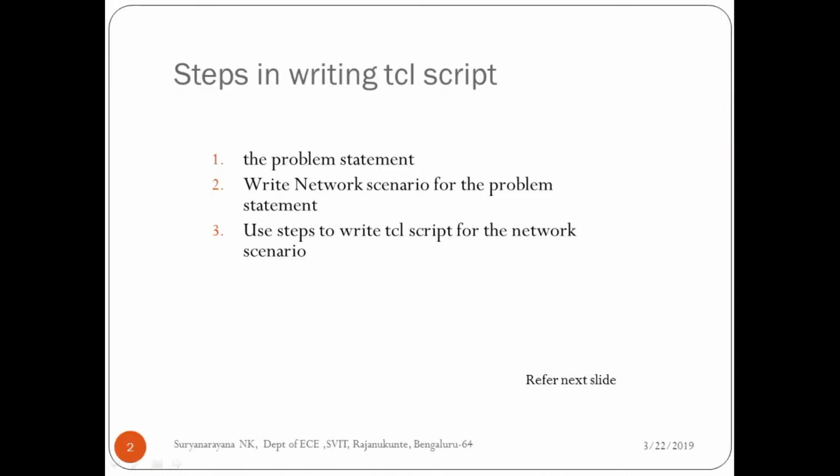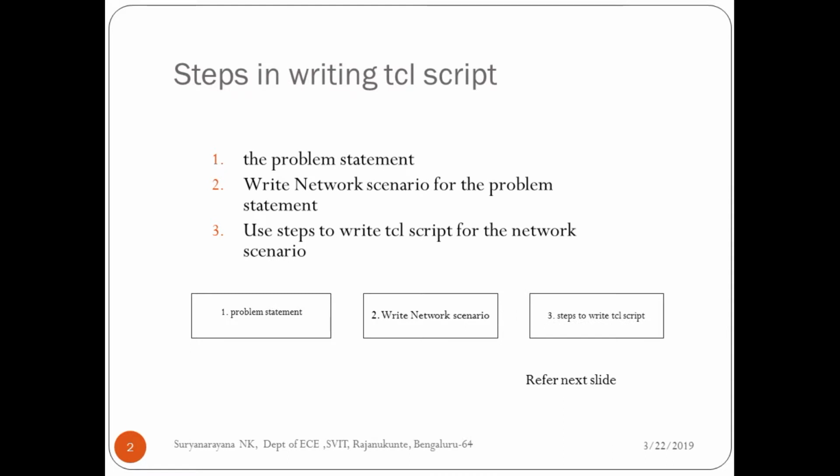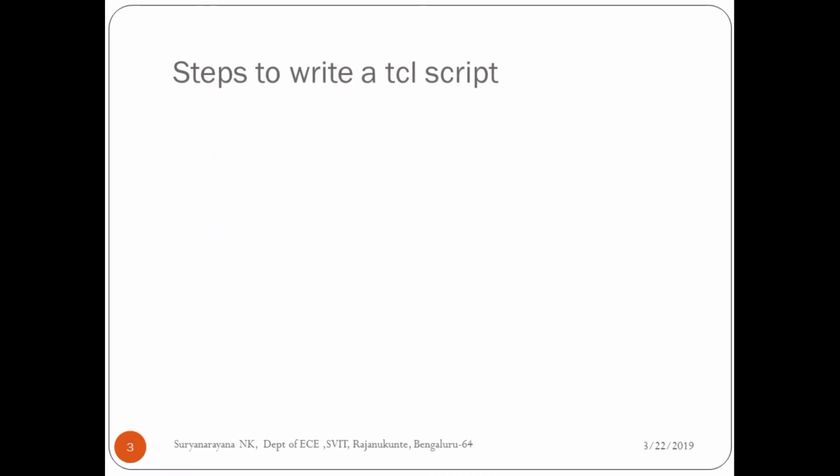Main steps in writing TCL script are: first, problem statement, then writing the network scenario for the problem statement, and we need to understand the steps in writing TCL script. What are the steps that we need to follow to write a TCL script for the network scenario?